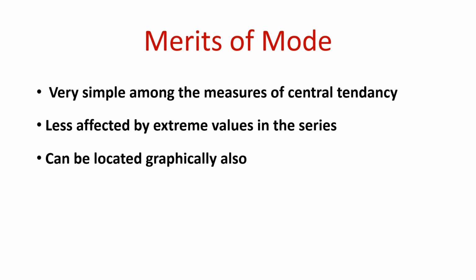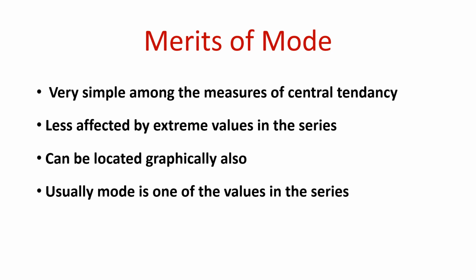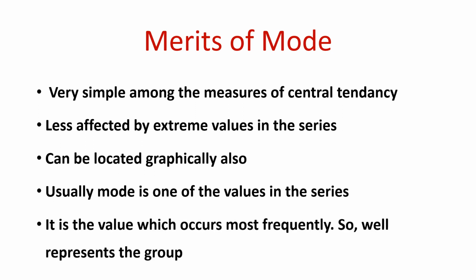And the next is, it can be located graphically also. This mode can be found out using a graph paper. By drawing all the points, we can find the mode. Usually mode is one of the values in the series. We have found that usually mode is one of the values in the series, but in certain cases when the mode is ill-defined, and in the case of a continuous series, etc., mode is a value outside the series. Otherwise, mode is inside the series. And the last point is, it is the value which occurs most frequently, so it well represents the group. This point is already explained.